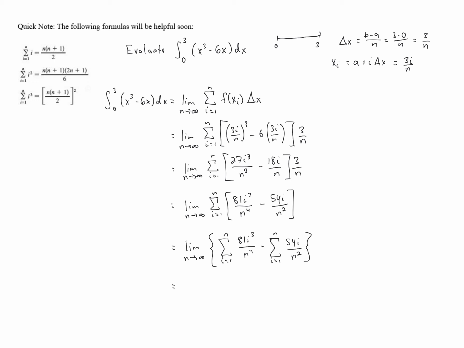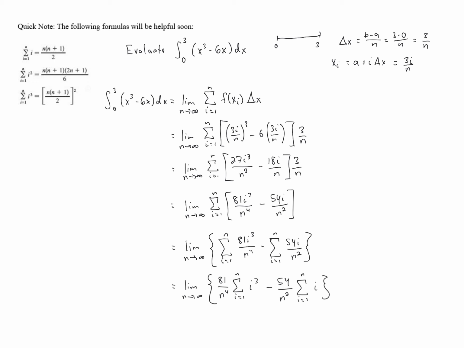Let me show you what that looks like. We've got the limit as n approaches infinity of, I'm going to write this, 81 over n to the 4th times the sum as i goes from 1 to n of i cubed, and then minus 54 over n squared times the sum as i ranges from 1 to n of i.